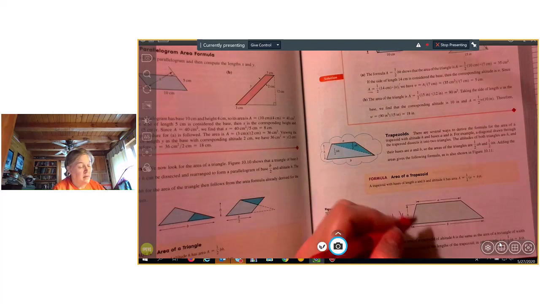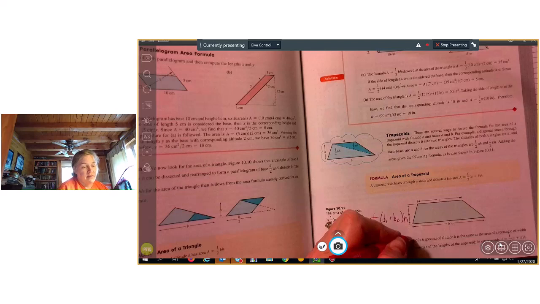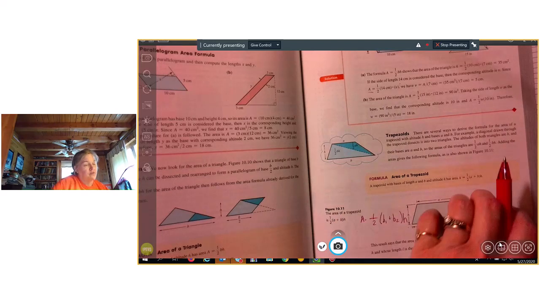Now sometimes on a trapezoid, one side may be totally straight, and so of course that's going to give you your height. You don't have to do anything special for that.